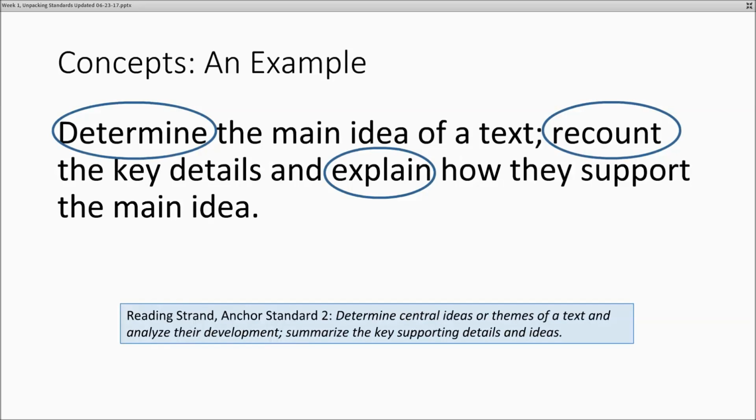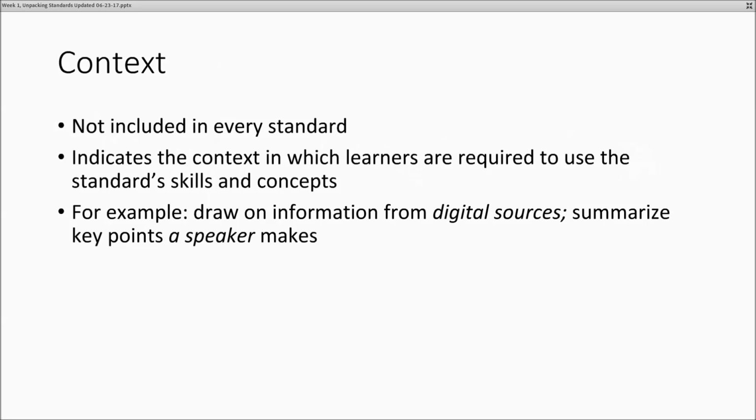So let's look at finding the concepts in that earlier standard. We're going to stay with this as we look at each of the 3 parts. We've got the verbs already, and I want to call out that it's great to annotate with different colors or different symbols. You can see verbs I have circled in blue. I'm going to do something different. I'm going to underline the nouns that we find for concepts. So determine what? The main idea. Recount what? The key details. All right, so usually you have a noun following the verb. Okay? All right, let's talk about context.